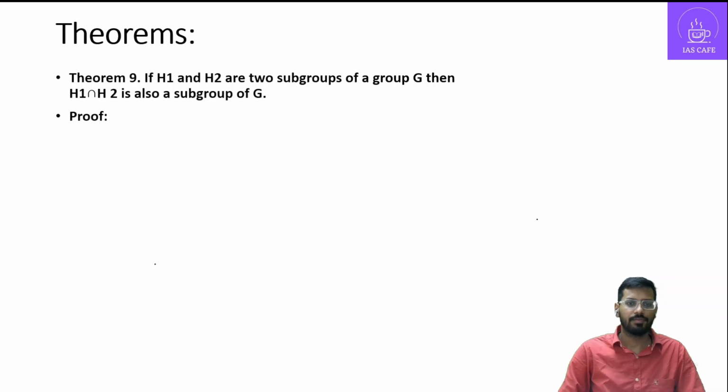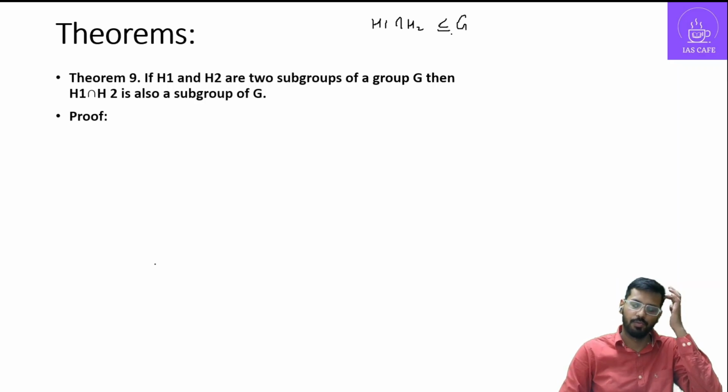Now next is: if H1 and H2 are two subgroups of G, then H1 intersection H2 is a subgroup of G. So here we have to prove that H1 intersection H2 is a subgroup of G.